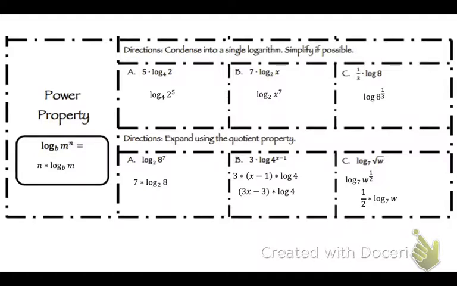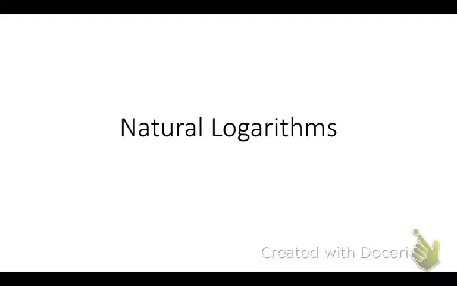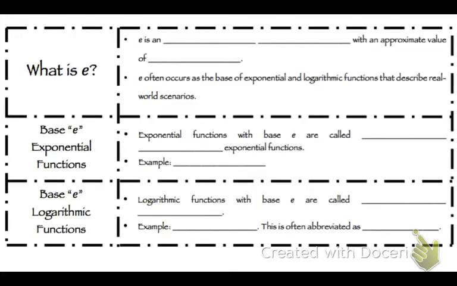Okay, one last thing on this video, natural logarithms. So we talked about how log was a base 10. Well, a natural logarithm has a base of e. And e is an irrational number with a value of 2.71828 and so on. And e is kind of like pi. It pops up in the world a lot. So it's used to describe real-world scenarios with logs and exponentials.